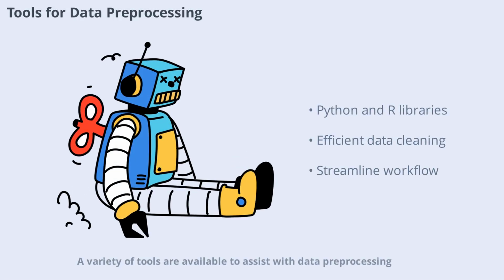A variety of tools are available to assist with data preprocessing. Popular programming languages like Python and R offer powerful libraries such as Pandas, NumPy, and scikit-learn. These tools provide functions for cleaning, transforming, and analyzing data efficiently. Choosing the right tools can streamline the preprocessing workflow and help ensure that your data is ready for analysis.